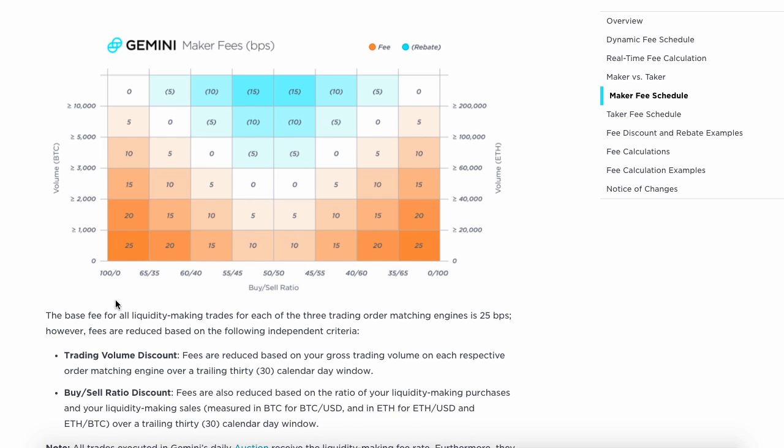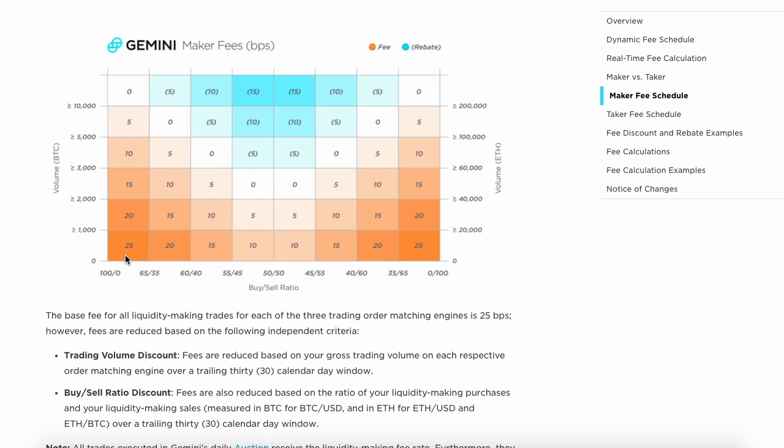So the base one is that 100-0. This means your buy to your sell ratio. This is how much you buy, and this is how much you sell. What this means is that in the past 30 days, if you only bought Bitcoin and then just held it, and you never sold it, you have to be paying a 25 BPS maker fee on your next trade.